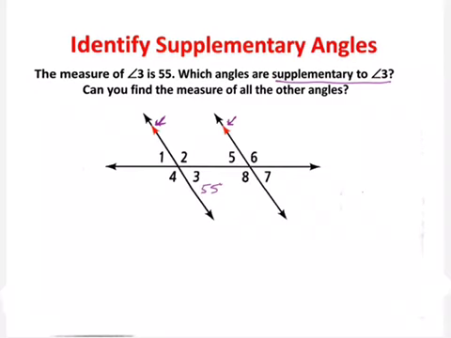Well, if angle 3 is 55, angle 1 is also 55 because they're vertical angles. We know that 4 and 3 are supplementary, so this one has to be 125. Vertical angles, 125 here. 8 and 3 are supplementary, so this is 125. 6 is 125 because they're vertical angles. And then 8 and 7 are supplementary, so this has to be 55. And then angle 5, also 55.